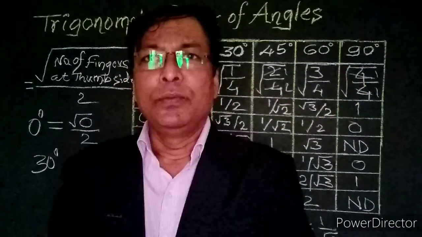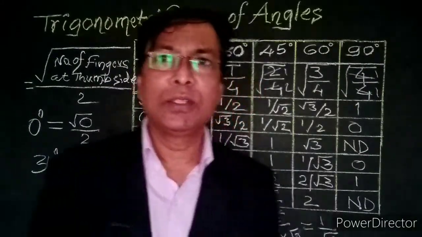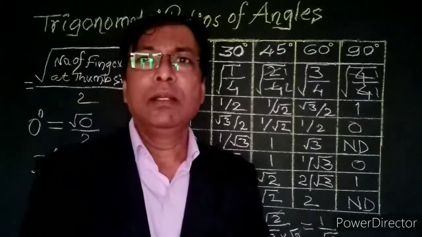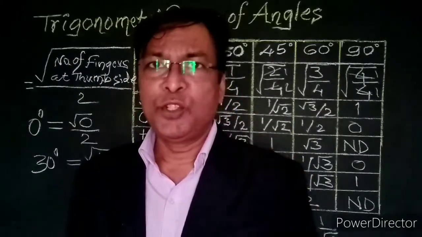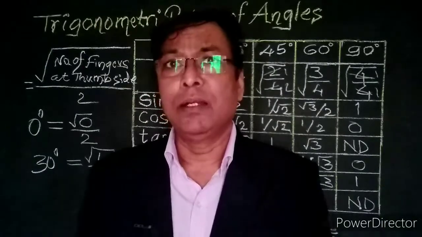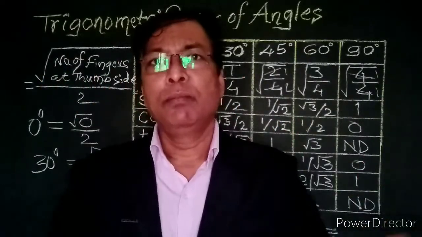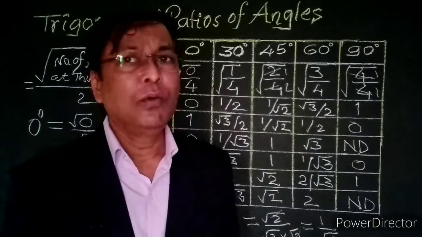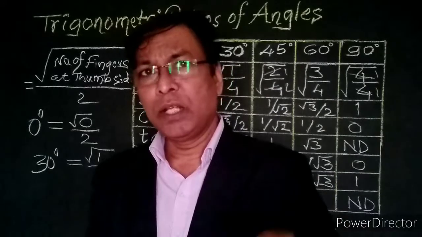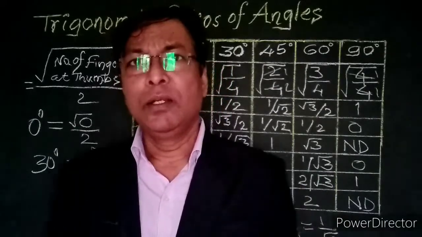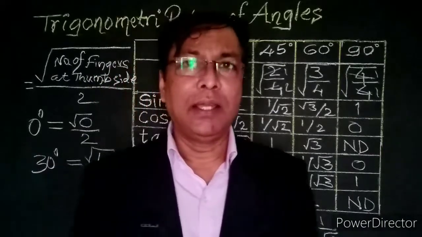So these are the 2 methods I have explained to you. The first one was the tabular method and the second one was the trigonometric thumb method. I hope you have understood both the methods. Whichever method you like, you can follow one of them, and this is the world's easiest trick or technique or method to learn the trigonometric values for different angles.